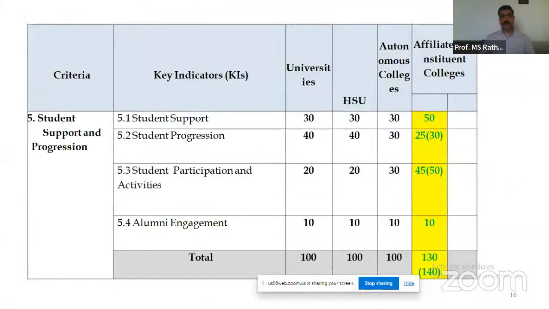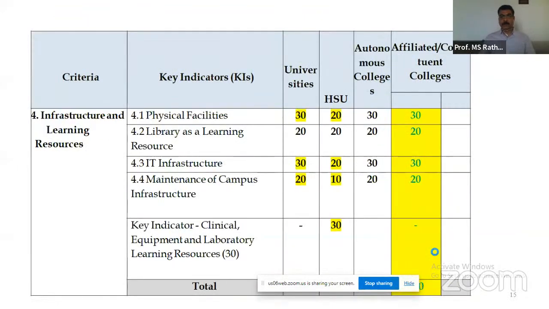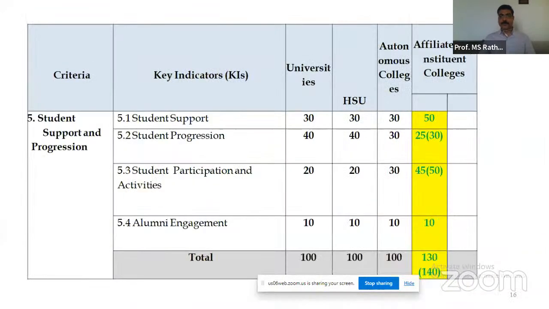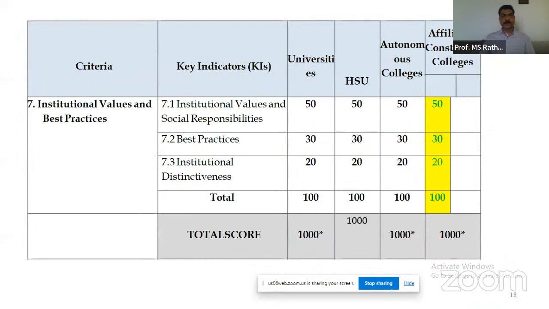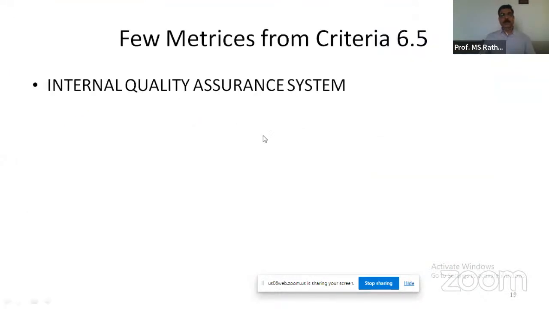In criteria 5, student support and progression, the marks allocation has been highlighted further here. You can see in total the previously marks were 130, and now 10 have been increased, and it is 140. Sorry, yes, 140. And accordingly, these are in the criteria 5. Criteria 6 consists of 100 marks. There is no change in that, everything has remained same as the previous one. Criteria 7 is also same. 100 marks are there, so there are not much changes.